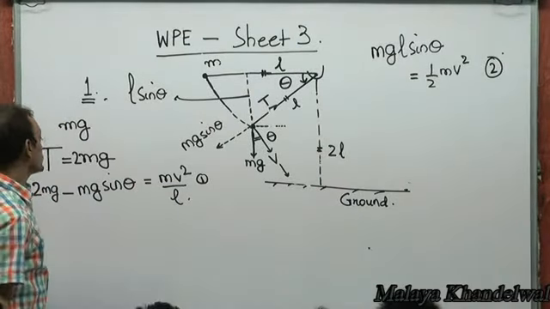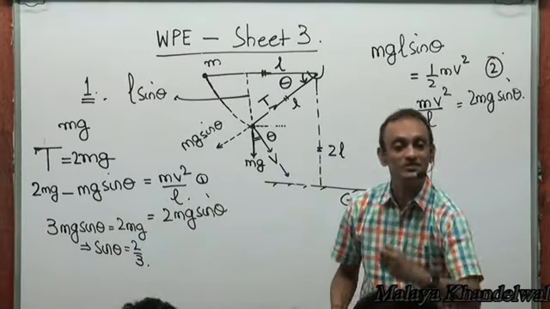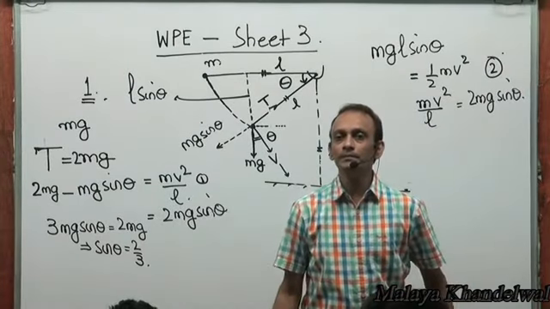Right? So 2 mg sine theta plus mg sine theta, 3 mg sine theta is 2 mg. I hope all of you register whatever I have done. Sine theta is 2 by 3. This will give me the theta at which the string just about snaps. The string just about snaps, breaks. Yes or no? Is that fine with all of you? So far so good, right?